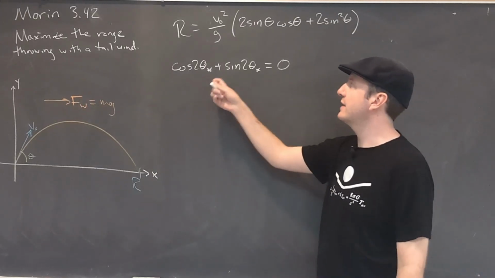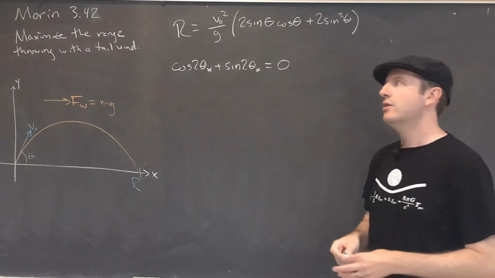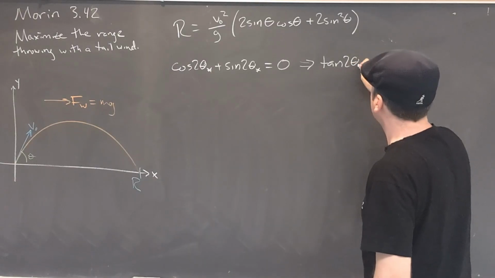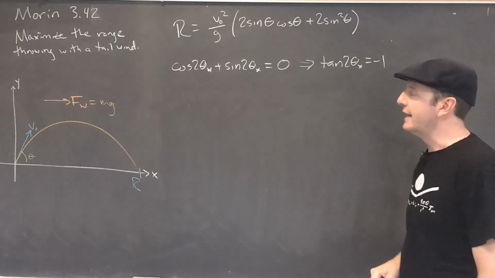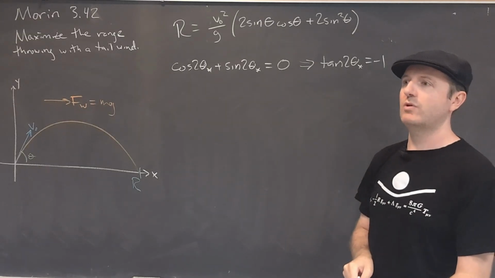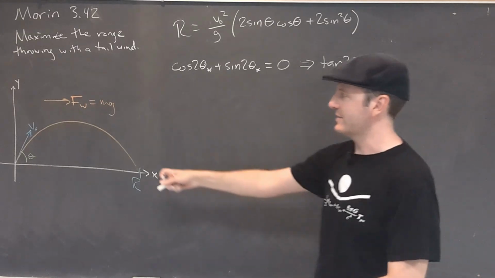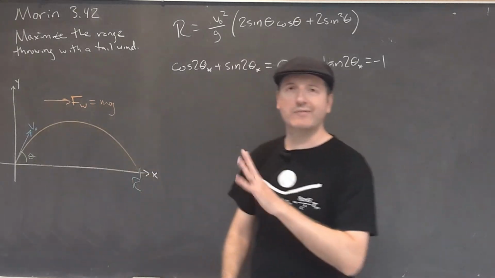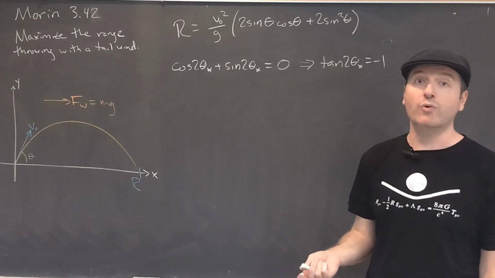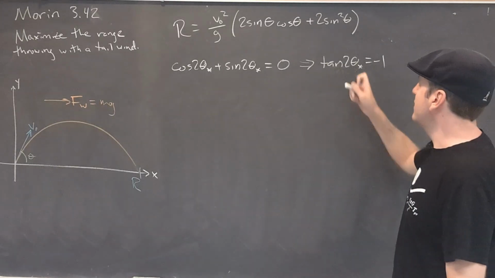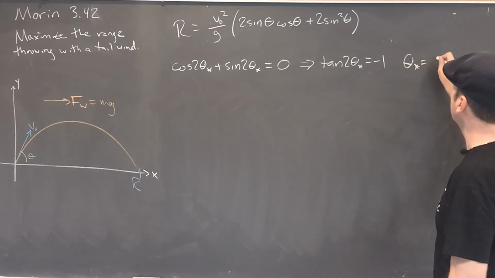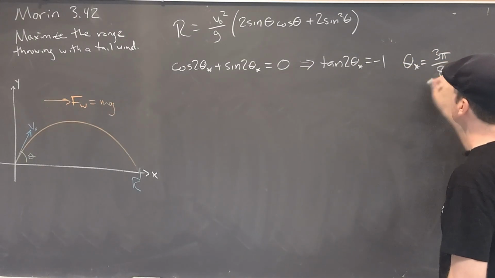We found that cosine 2 theta plus sine 2 theta equals 0. Pretty easily that tells us that tan 2 theta star is minus 1. And so we ask, okay, what angle has a tangent of minus 1? That is, well, in the first 2 quadrants, let's say, because we'll divide by 2 in a sec, that'd be 3 pi over 4. So tangent of 3 pi over 4 is minus 1. That must mean that our magical angle is 3 pi over 8.